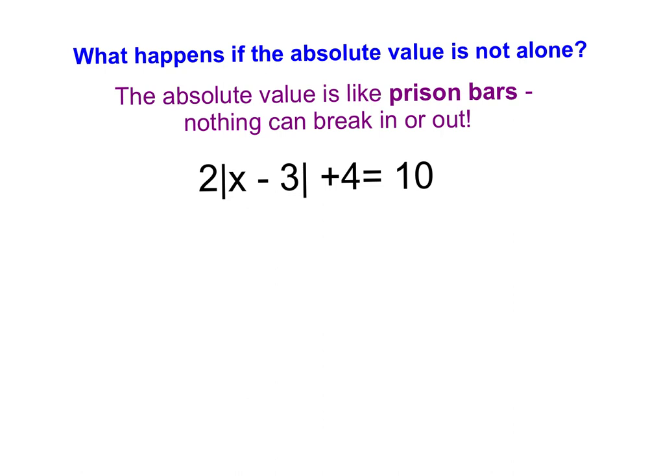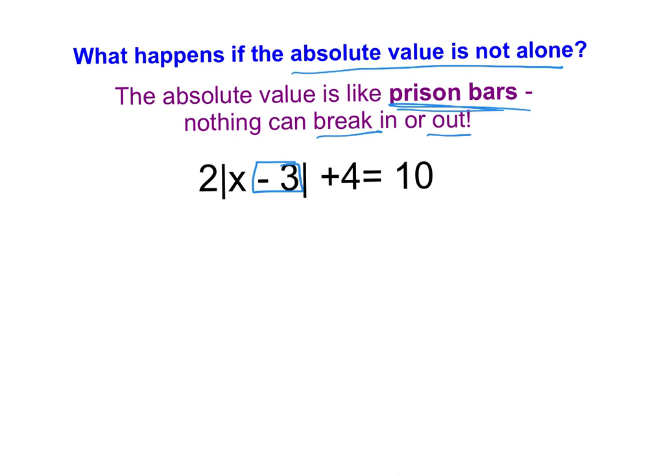So as I mentioned on the previous slide, we'll be looking at what happens when the absolute value is not alone on one side of the equation. And before we start solving things here, the one thing we need to know is that these absolute value bars act like prison bars and nothing can break in or out. So we already talked about how we can't add 3 to each side and break that 3 out until we split the equation into 2 mini equations.